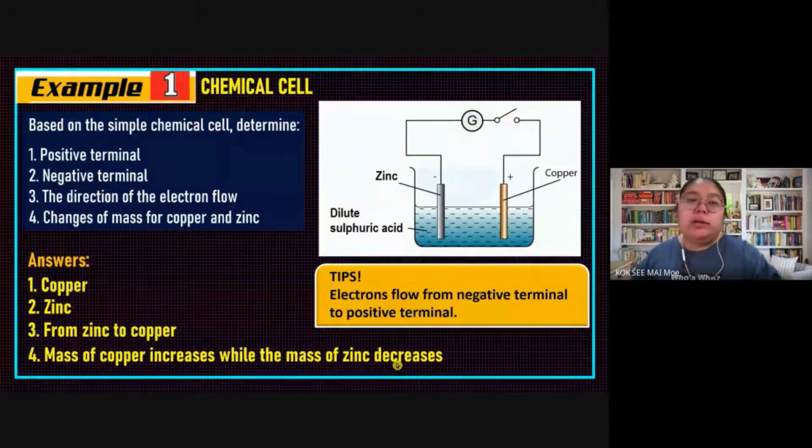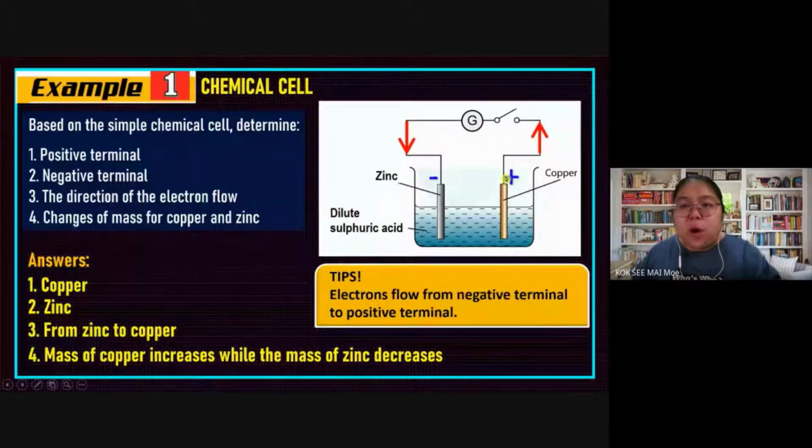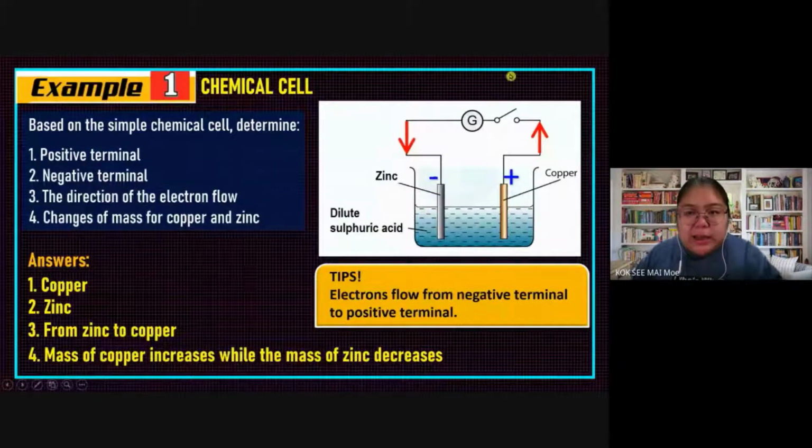Okay, this one is a sample question. This one is the current flow. You can see the red color is the current flow. It starts from the positive, then goes to negative. Okay, the electron is the reverse. From the negative, it goes to positive.